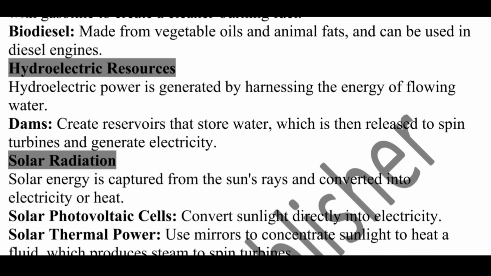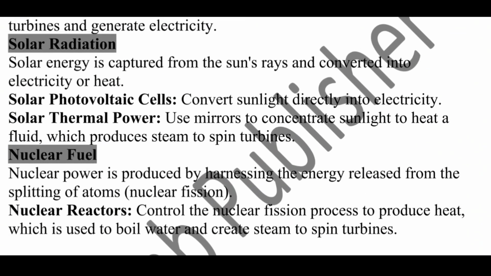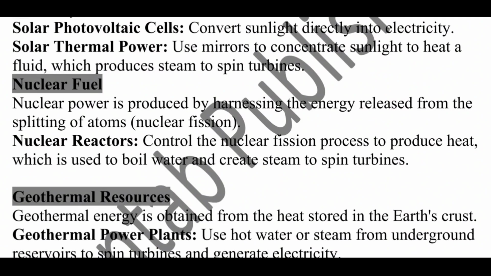Solar radiation. Energy is captured from the sun's rays and converted into electricity or heat. Solar photovoltaic cells. Solar photovoltaic cells convert sunlight directly into electricity. Solar thermal power uses mirrors to concentrate sunlight to heat a fluid, which produces steam to spin turbines.